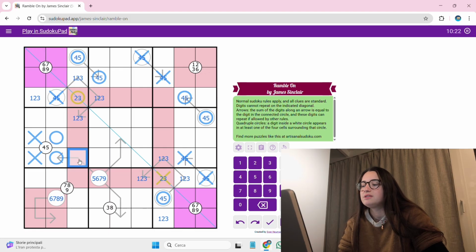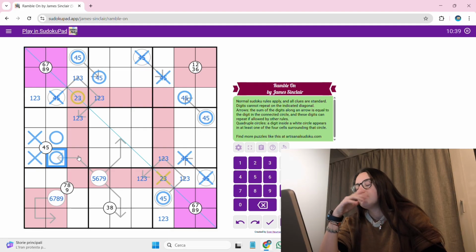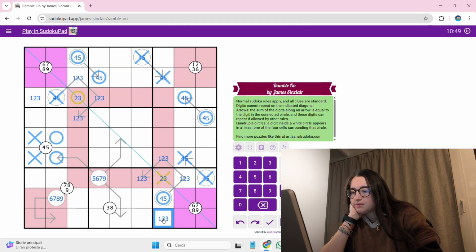So I think this can't be a 1. This can't be a 1. Therefore, this can't. Oh no, it could be. It could be because this could be a different number from 4 and 5. So potentially it could be 2. So yeah, it could be. No, doesn't make sense. 1 must be one of these two.